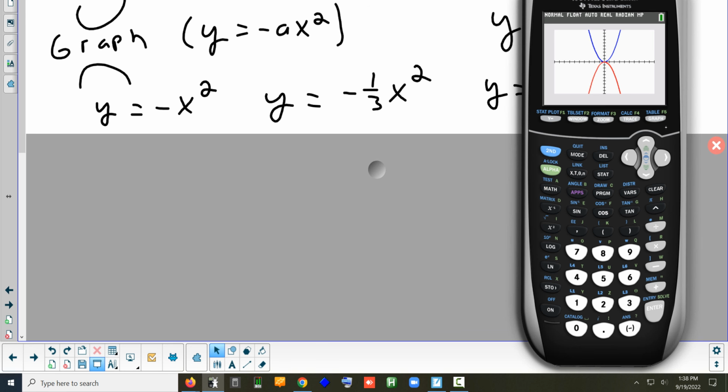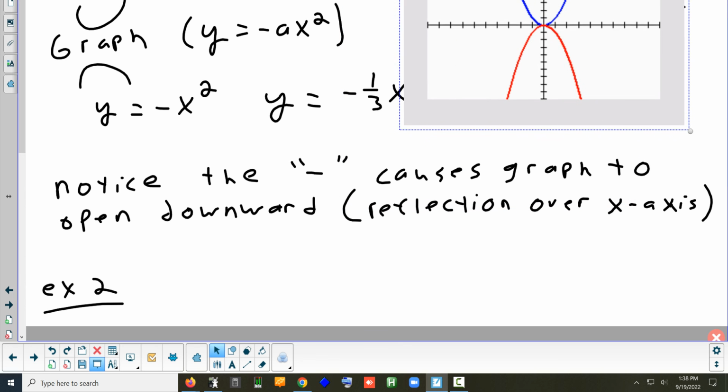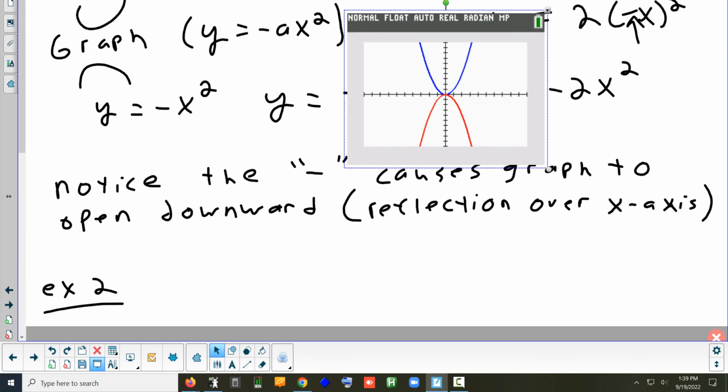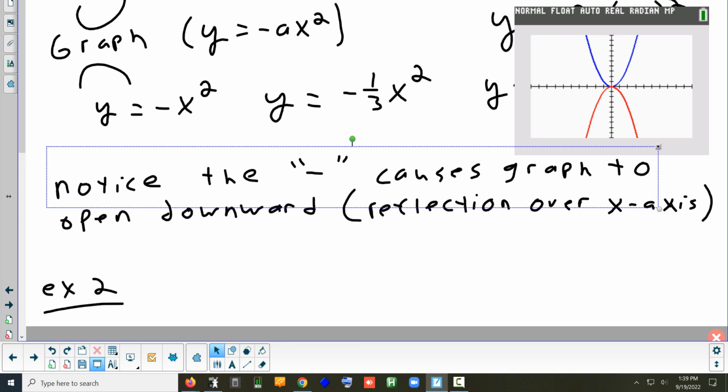This time we can tell that it's been reflected because we didn't reflect it over the y-axis. That we couldn't tell. But this one we can tell. So that negative causes the graph to flip and open downward. So when you describe it, you can say that you reflected over the x-axis. You could say you flipped over the x-axis. You say a couple of different ways. So any questions on that or how this negative is different than the first one?